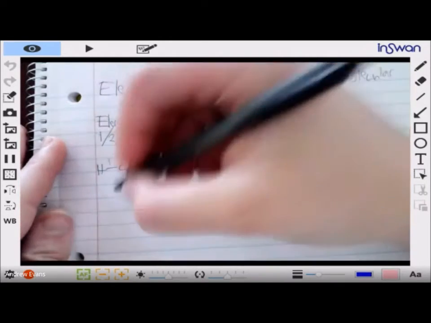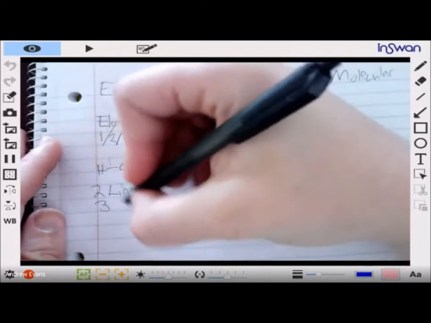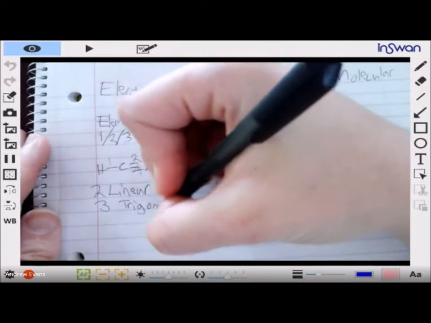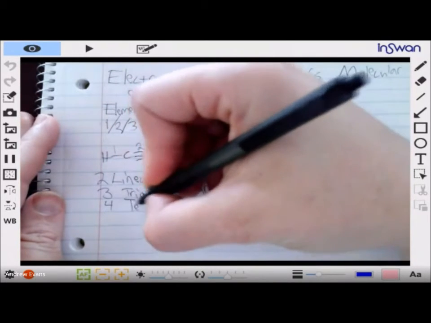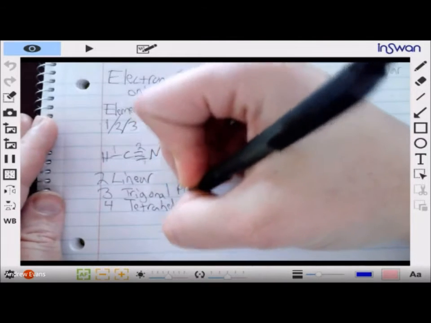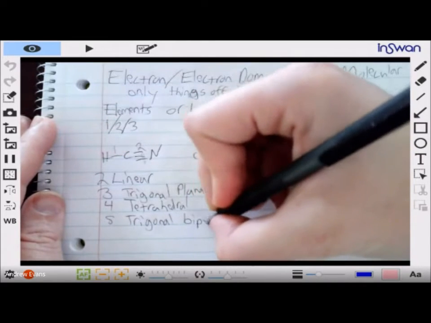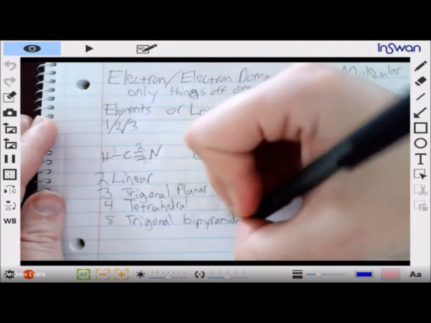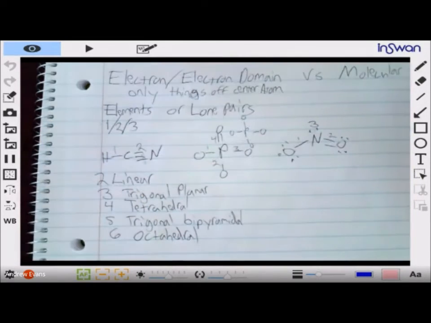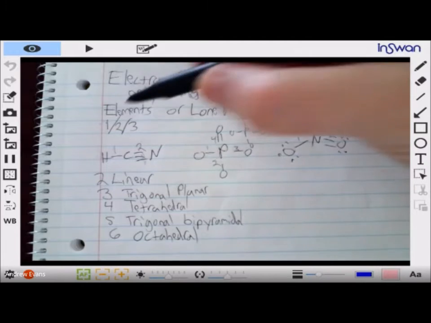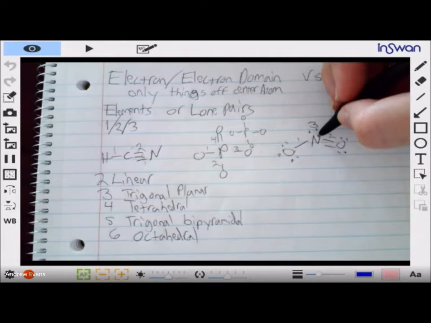Now we have our basic shapes. When it has 2, it's linear. 3, it's trigonal planar. 4, it's tetrahedral. 5, it's trigonal bipyramidal. And 6, it's octahedral. So if we're looking at just the electron domain, we would call this guy linear. This guy would be tetrahedral. And this guy would be trigonal planar.